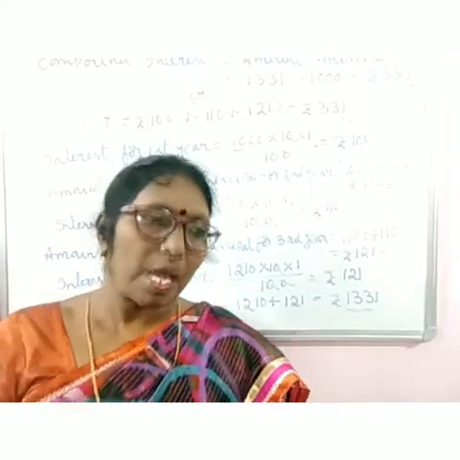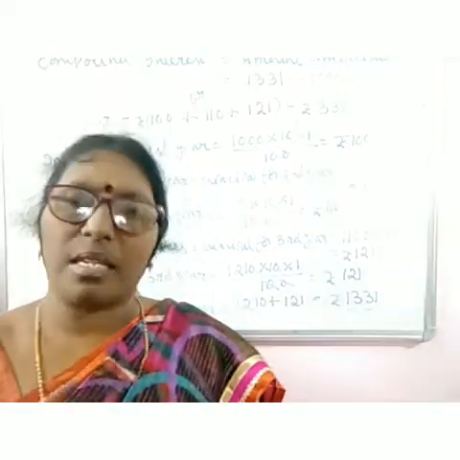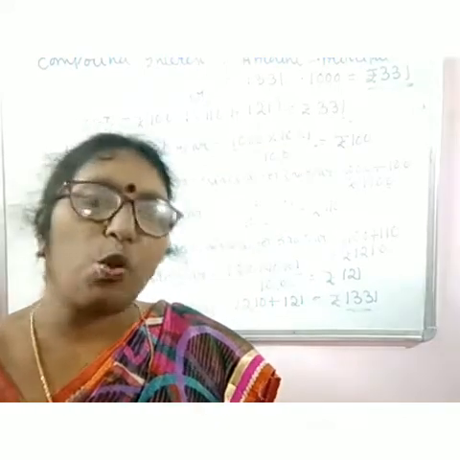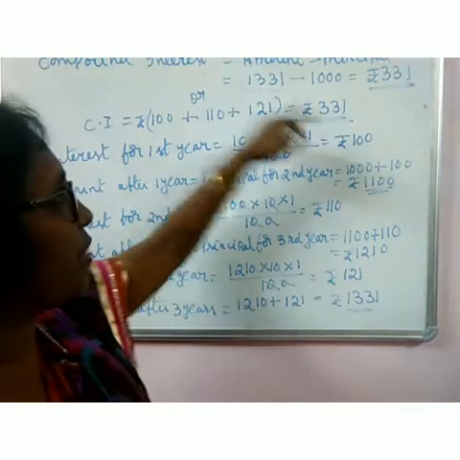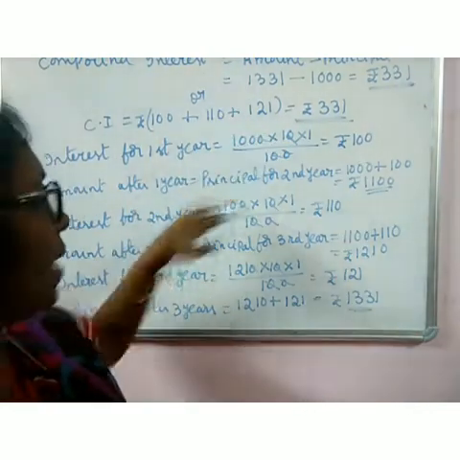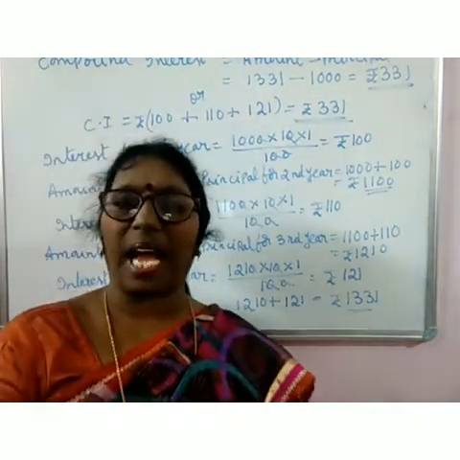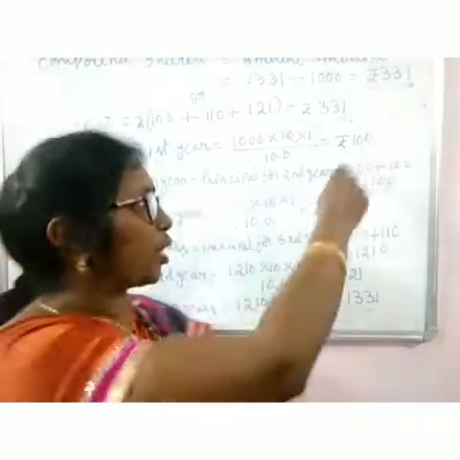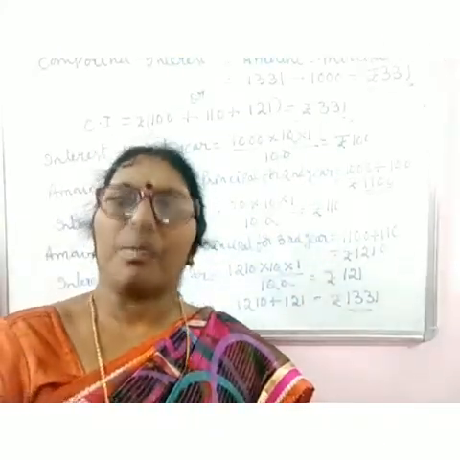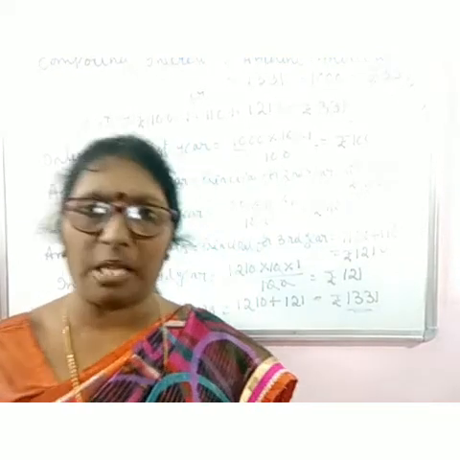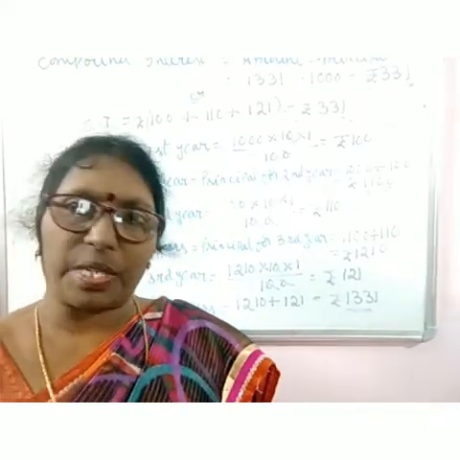And in this connection, let me explain you something. Sometimes time will be given 1.5 years, 2.5 years. For 2 years you can find interest for the first year, then that can be added for the second year. If the time is 2.5 years, for 2 years you can find like this. Next half year means you have to write 1/2 year. Okay? For a half year.